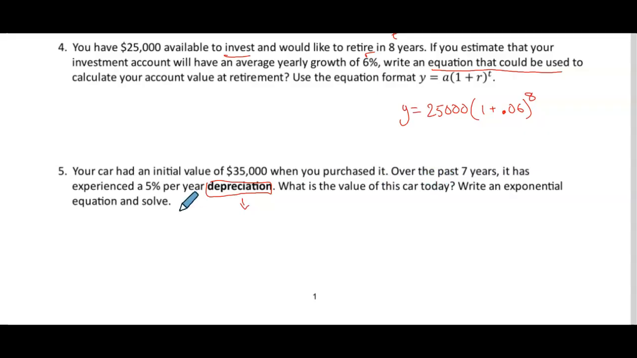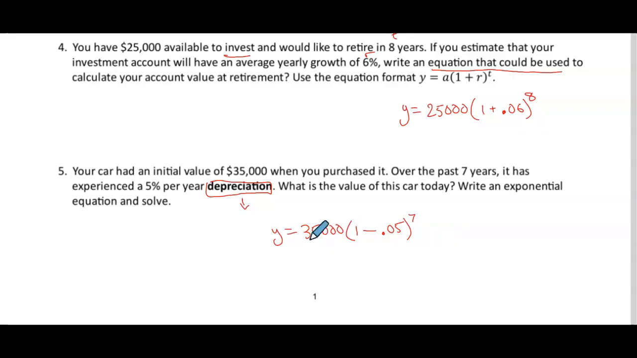This time I do need to solve. So I don't know the final result. I do know the starting amount, 35,000. And it's going to be a decay or a decreasing function. So it's 1 minus, and then I take that rate and I make it 0.05. And then to the 7th power.